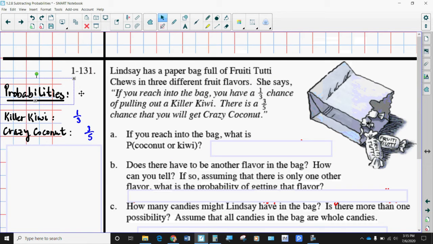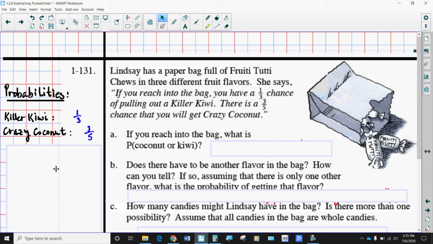All right, so let's focus on this. Lindsay has a paper bag full of Fruity Tooty Chews in 3 different fruit flavors. She says if you reach into the bag, you have a 1/3 chance of pulling out a killer kiwi. So I just wrote this down, probabilities. Killer kiwi, 1/3 probability of pulling that out of the bag. There is a 3/5 chance that you get a crazy coconut.